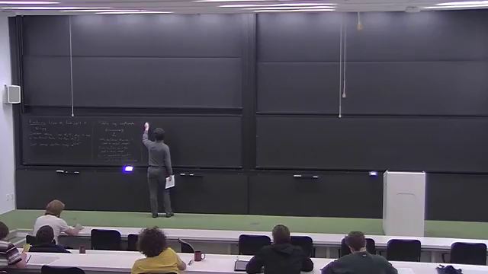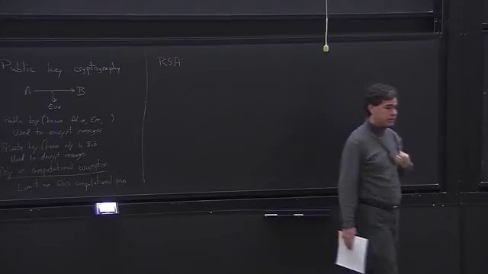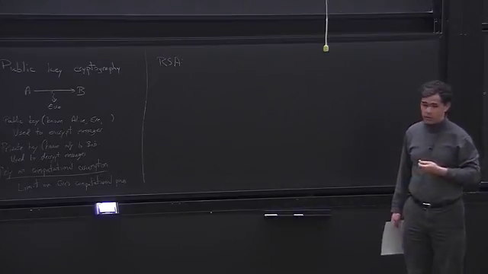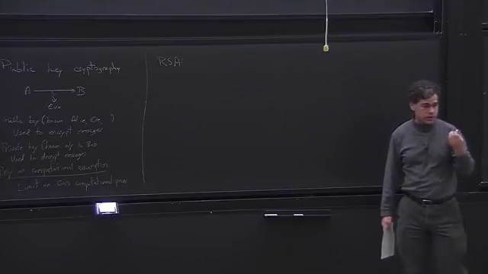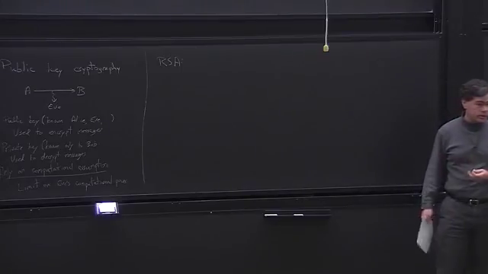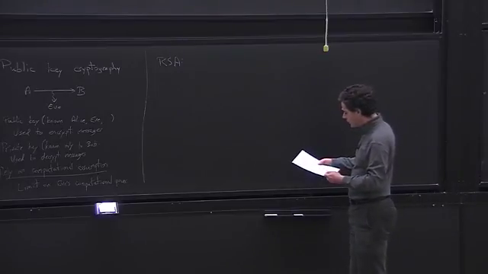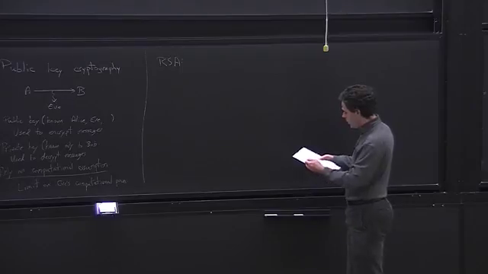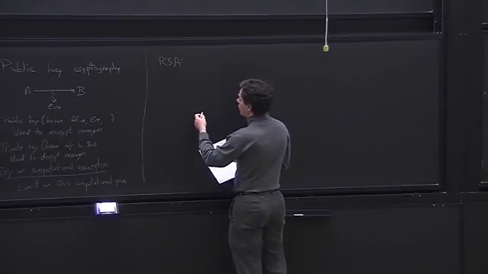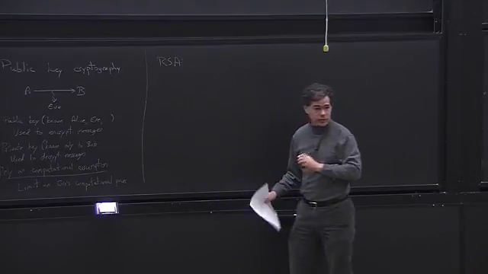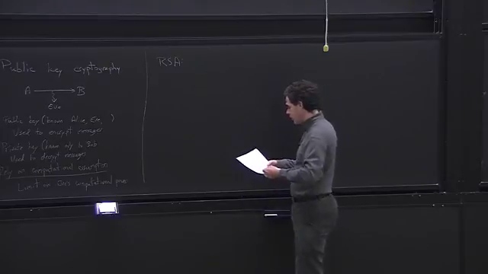So how does RSA work? RSA is named after its inventors, Rivest, Shamir, and Adleman, although it turns out it was actually known to the British cryptographic agency, GCHQ, some years before it was discovered in the public domain. Like I said, it's based on the hardness of factoring. And in particular, what it works on is modular exponentiation.